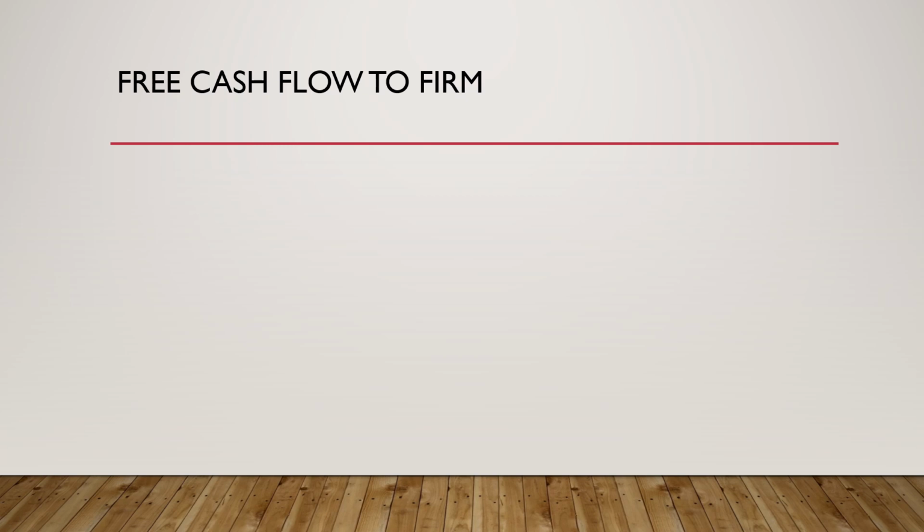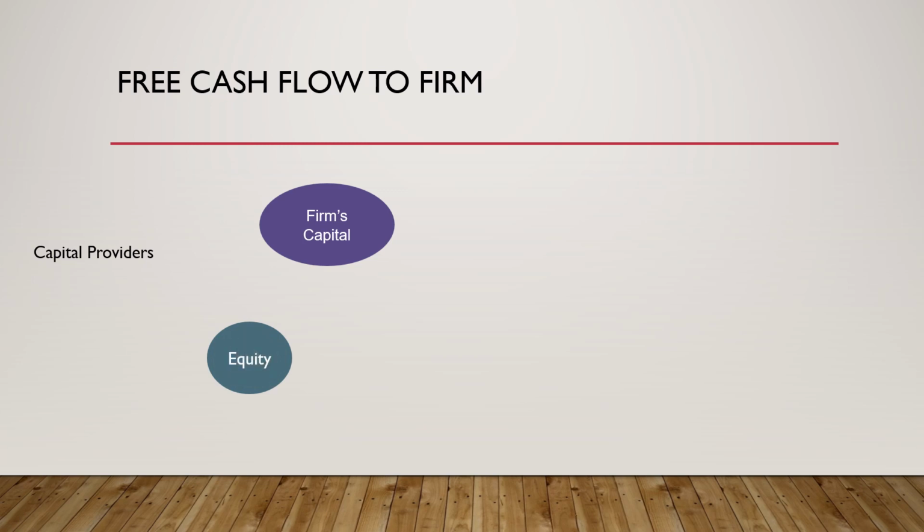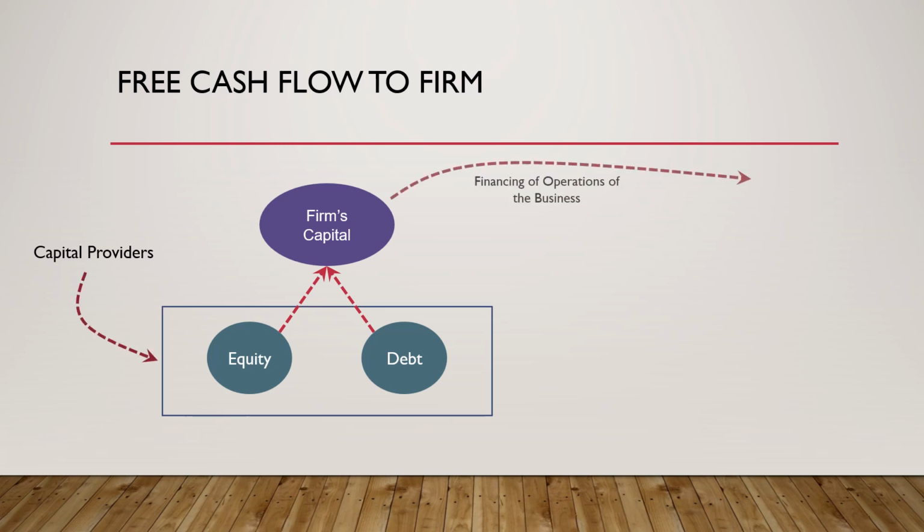Let's now quickly discuss the concept of free cash flow to firm, or FCFF. Any business operates by using its available capital. There are very broadly two types of capital that is available to the firm. The first is what we call owner's capital, which may also be termed as equity, and the second is borrowed capital or debt. This available capital is utilized to finance the operations of a company, and the operations then generate revenues.